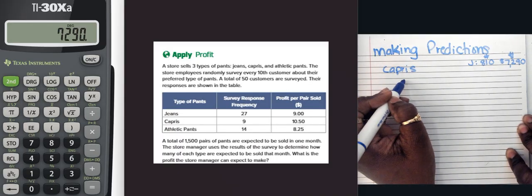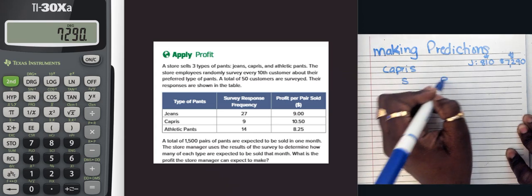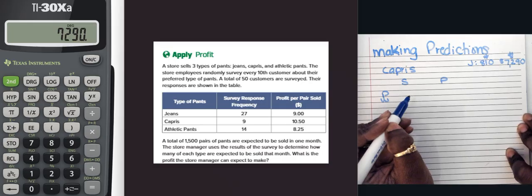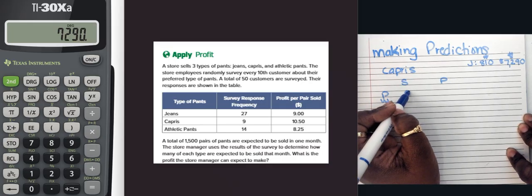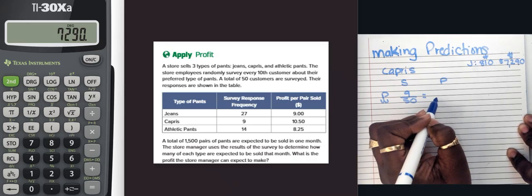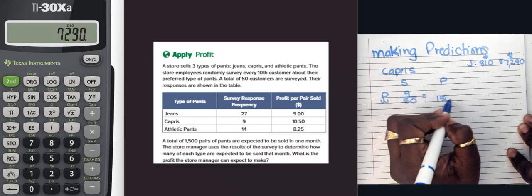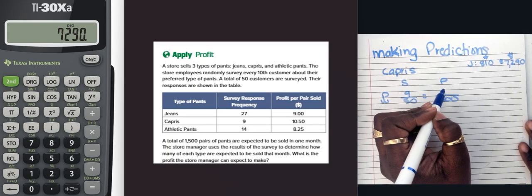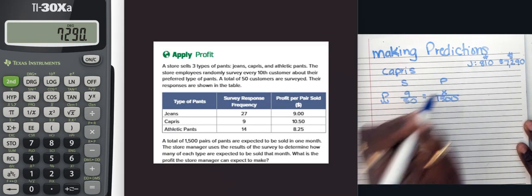And so the left side is going to be our sample. The right side will be our population. It is still going to be a part to whole comparison. And so our sample, we have 9 people that have capris out of the 50 people that are sampled. Our population is going to be still 1,500. And then we have X here.